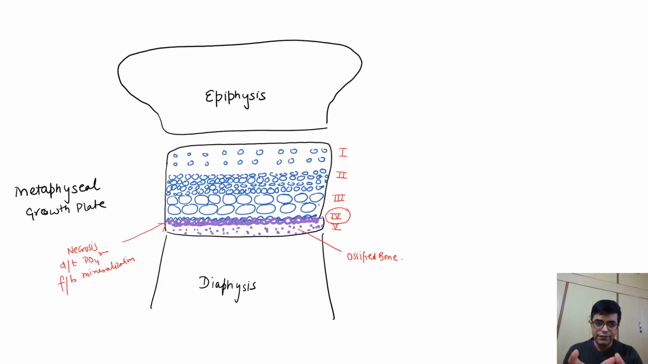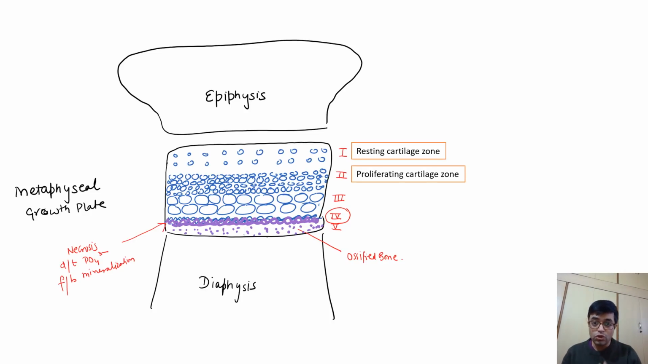So we have the epiphysis, we have the metaphyseal growth plate, and we have the diaphysis. Okay, look at the metaphyseal growth plate. You can find that there are basically 5 zones. What are the 5 zones? The part which is towards the epiphysis is known as the resting cartilage zone. It is only 1 to 2 cell layers thick. The cells are not densely packed and they are primarily composed of chondroblasts, which are differentiating into chondrocytes.